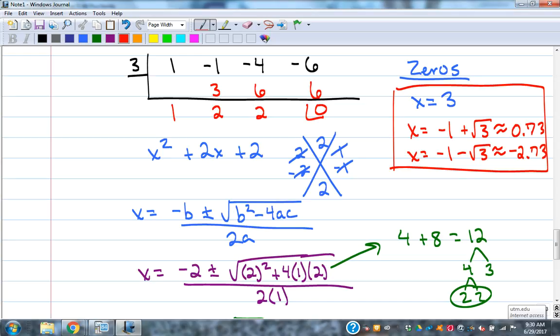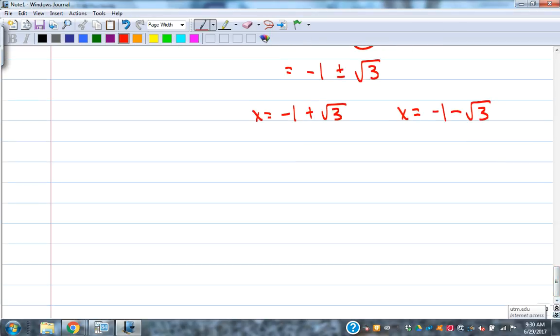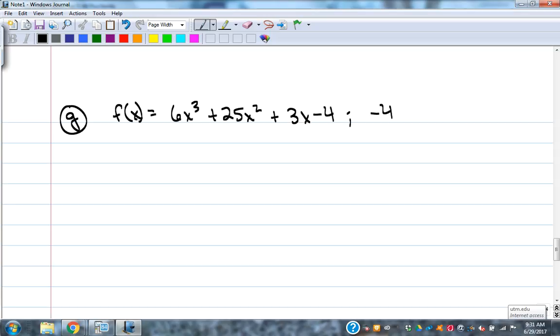All right, so let's look at this next one. Sample G. Let's say we had this function. F of x equals 6x cubed plus 25x squared plus 3x minus 4. And they're telling me that negative 4 is a 0. And we want to find all the rest of them.